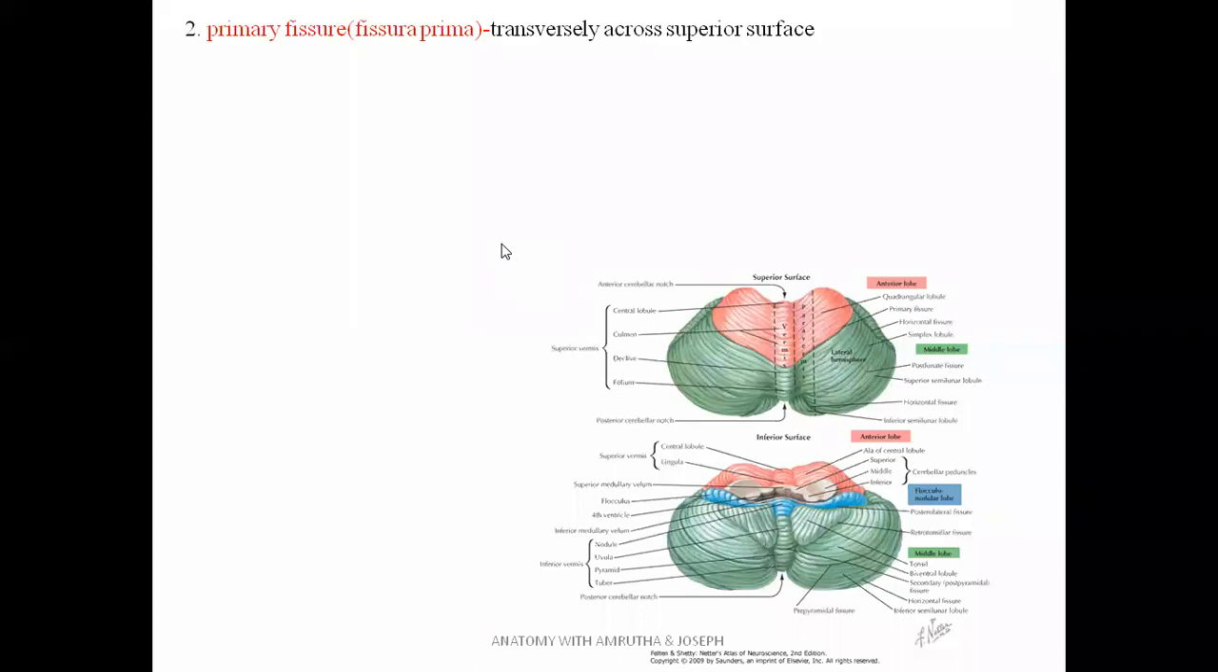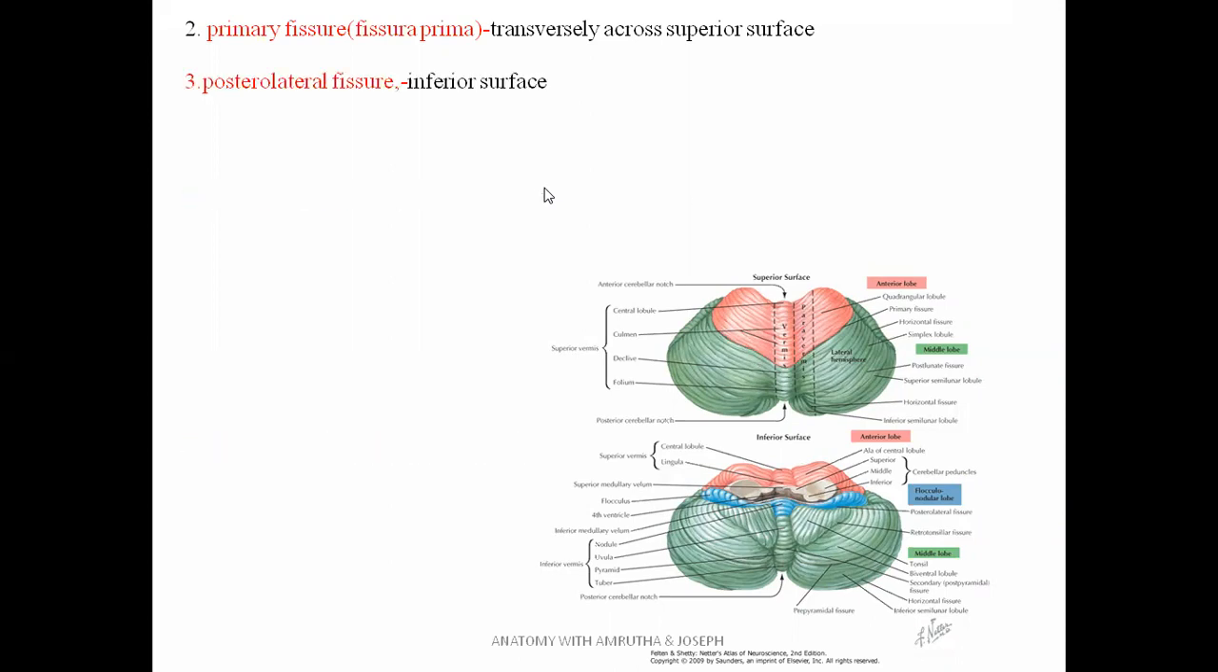Then the primary fissure, or the fissura prima, which runs transversely across the superior surface. So there is a primary fissure that can be seen very clearly. This is the primary fissure. The primary fissure cannot be seen on the inferior surface, but on the superior surface you can see it.